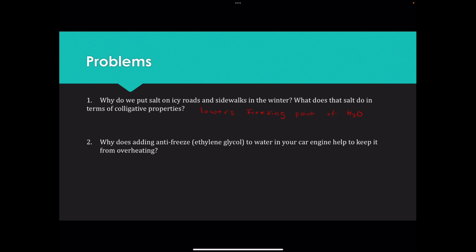Now, question 2, we're asked, why does antifreeze, which is ethylene glycol, why does adding antifreeze to water in your car engine help to keep it from overheating? If you've got a regular combustion vehicle, not electric, your car engine has a radiator, and those radiators have a mixture of antifreeze and water. The purpose of that is to keep your engine cool, to keep your engine from overheating. Now, engines get very hot. They get to temperatures far above that water's boiling point. So what that antifreeze does is it raises the boiling point of the water to keep that solution running through your engine.